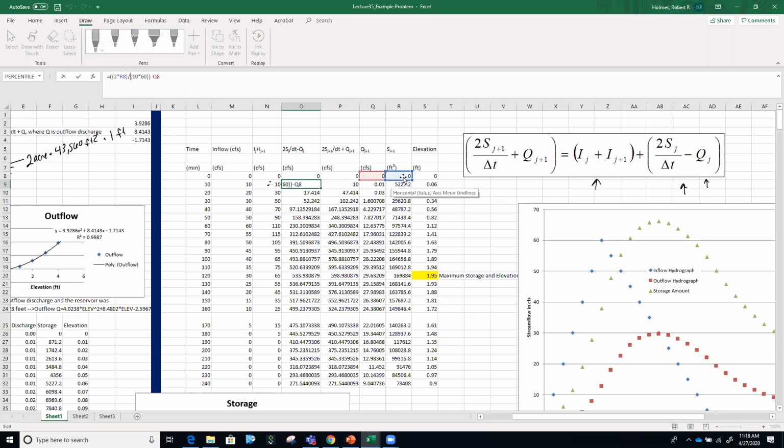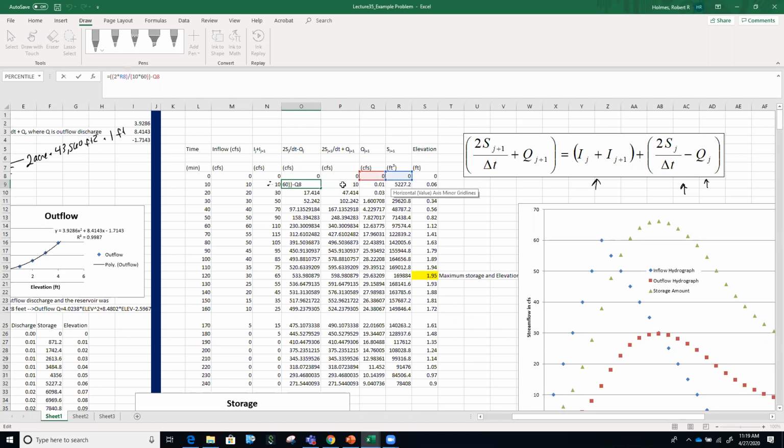So you can see that R8 is 0 for the storage, divided by delta T, which is the 10 times 60, minus the Q8, which is the outflow at the previous time step, which was 0, okay? And so now I have that element.